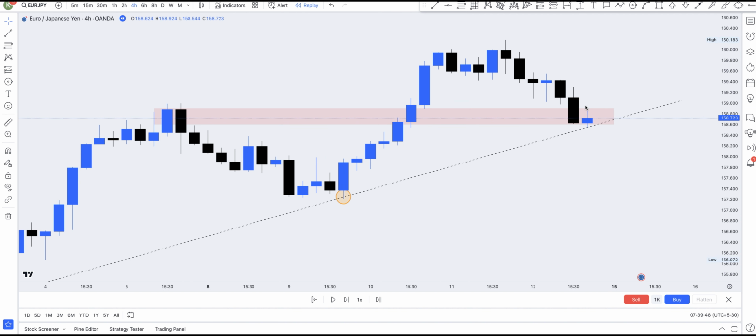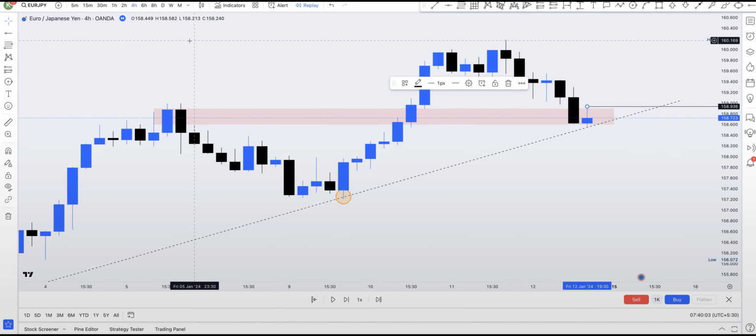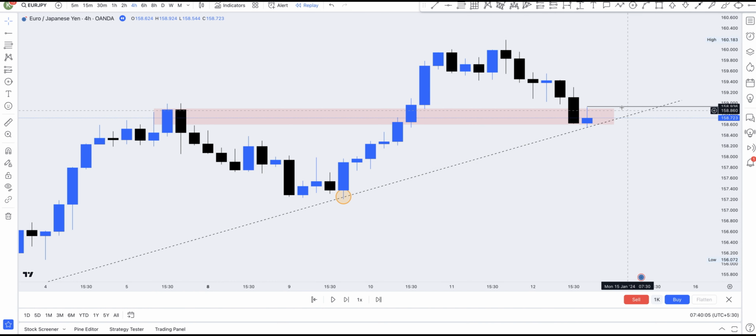Now, what I do is that anytime price gets into this key level, and this is a bearish candle, I wait for another bullish candle. Immediately I see a bullish candle, I have then determined my resistance point. Now, this is on the 4-hour time frame. I always explain that I love doing most of my analysis on the 4-hour time frame because it gives me a clearer picture. It's not a downtrend, neither is it an uptrend, and it also gives me a clearer picture. So from here we can move to the 1 hour and look for an entry. But then if I find a very good entry on the 4 hour, I also enter without stress.